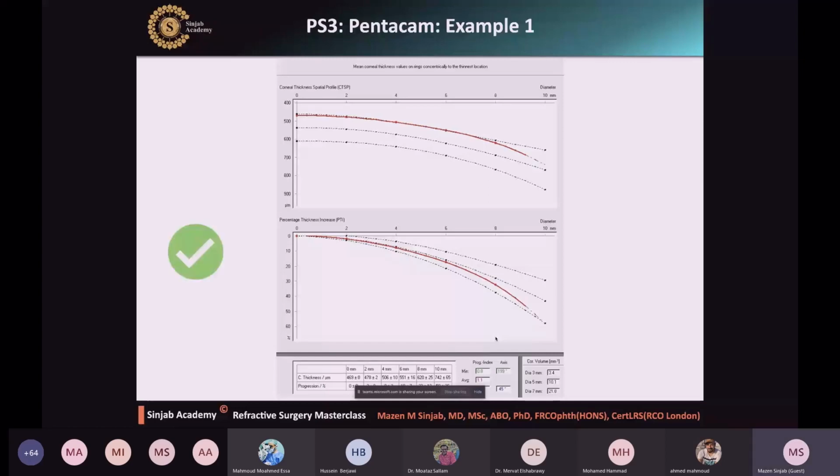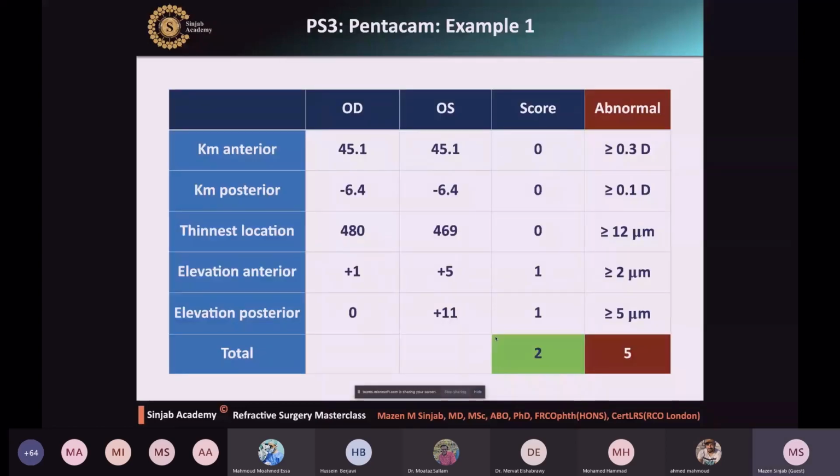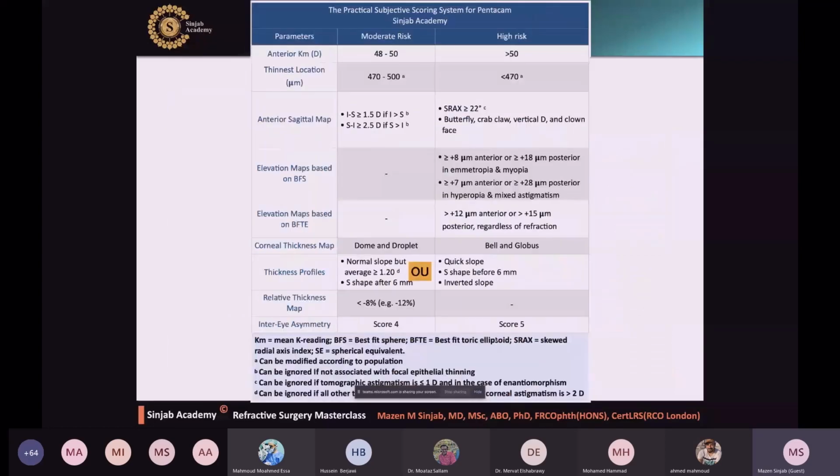Okay, then this is the inter-eye asymmetry. We compare both eyes in terms of KM anterior, posterior, thinnest location, elevation anterior, and elevation posterior. It takes score 2, which is insignificant.